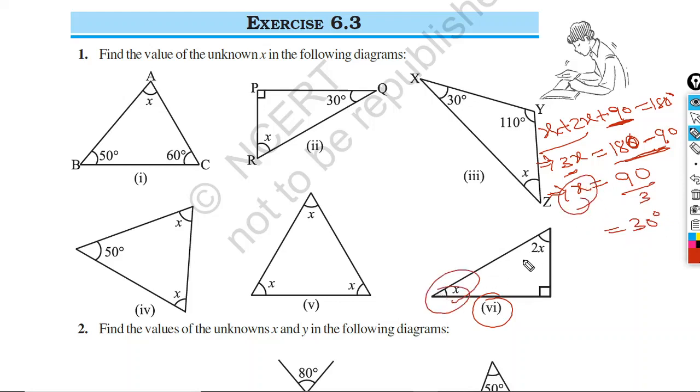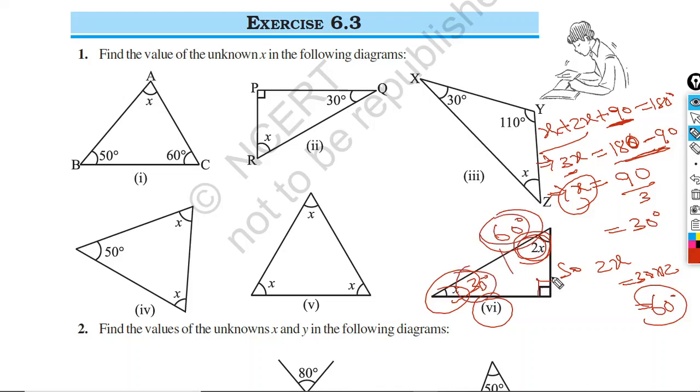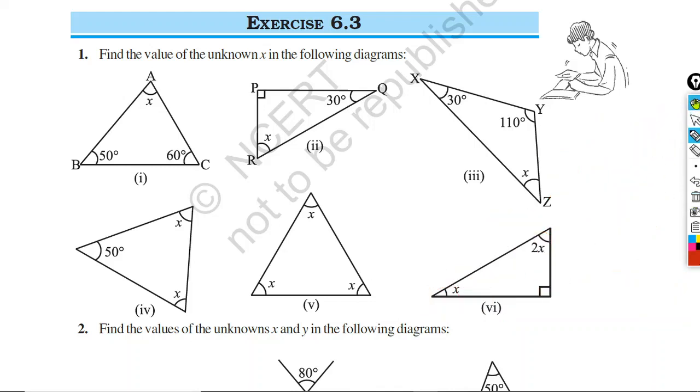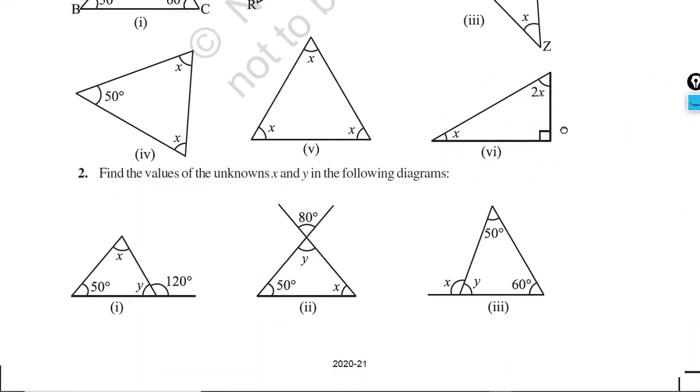Now x equal to 30, so this angle is 30. We have 2x another angle, so 2x equal to 30 into 2, which is equal to 60 degree. So another angle is 60 degree. So one angle 30, this is 60, this is 90. Now we'll move to question number 2. Okay, find the value of the unknown x and y in the following diagram. So we have to find the value of x and y in the questions.